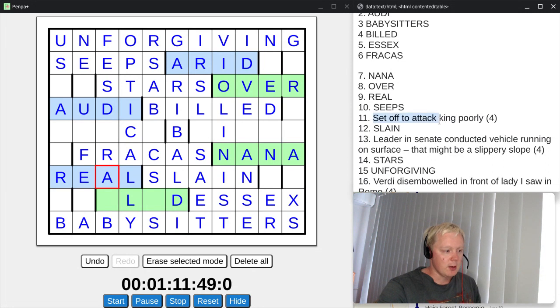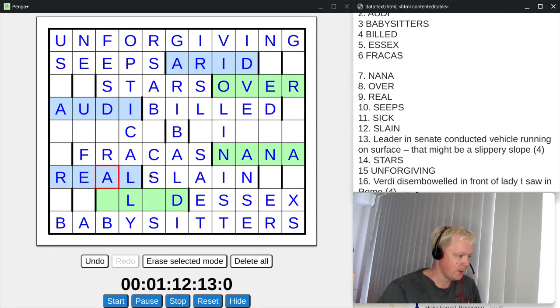So if you set the dog off to attack, you sick the dog, S-I-C, and put the king, the K after it, you get sick, S-I-C-K, which means poorly. You're poorly, you're sick. And that is indeed between these two words alphabetically. And now we can look at where sick goes. It can't go there. It could go there. So sick would work here, or it would work here. So we don't know where it goes.